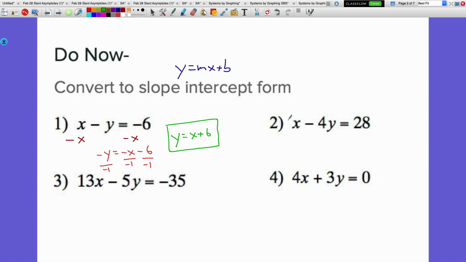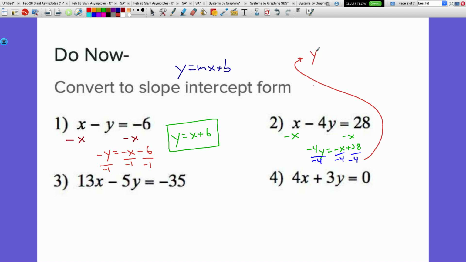All right, next one. Same general idea, move the x to the other side. I get negative 4y equals negative x plus 28. All right, then y is not supposed to have a coefficient, so I divide away that negative 4. I do it to every single term. And then how I simplify this is important.